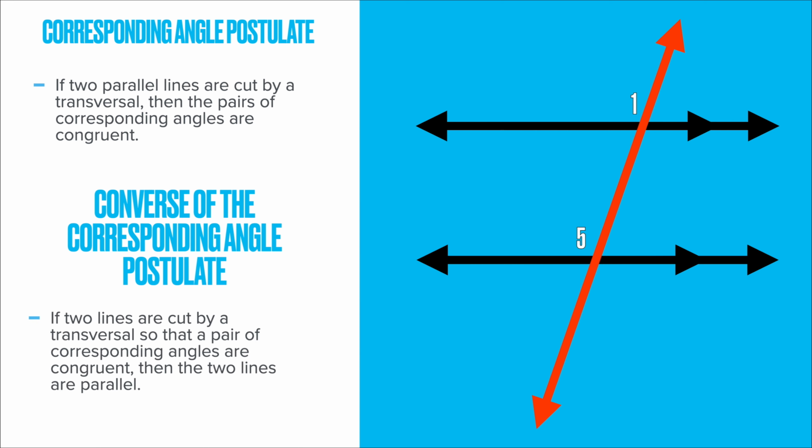Now, we also have what is called the converse of the corresponding angle postulate. You might remember, converse is where we take the original conditional statement and flip the hypothesis and the conclusion. So instead of saying if two parallel lines are cut by a transversal, then the pairs are congruent, it's now if two lines cut by a transversal have congruent corresponding angles, then the lines are parallel. The converse is where we use the angles to prove the lines are parallel, whereas the original one is because the lines are parallel, the angles have to be congruent.